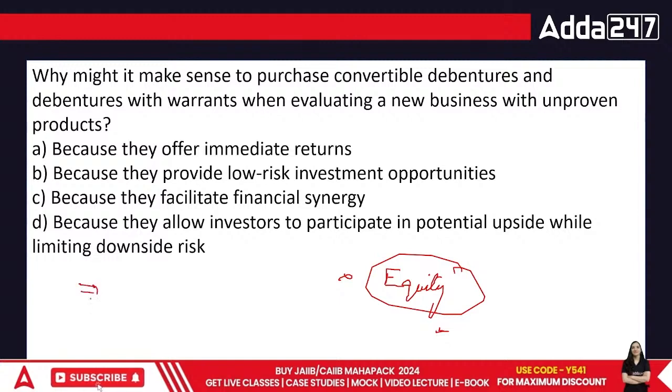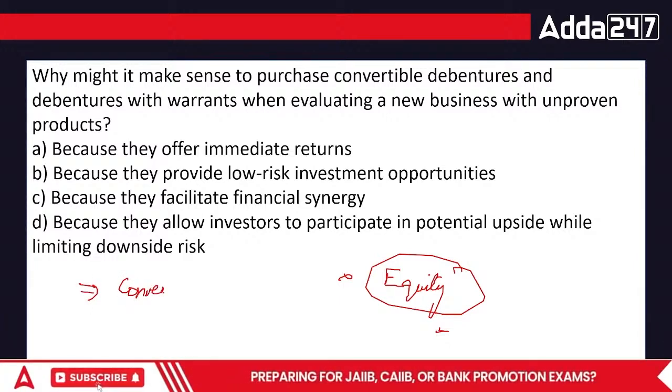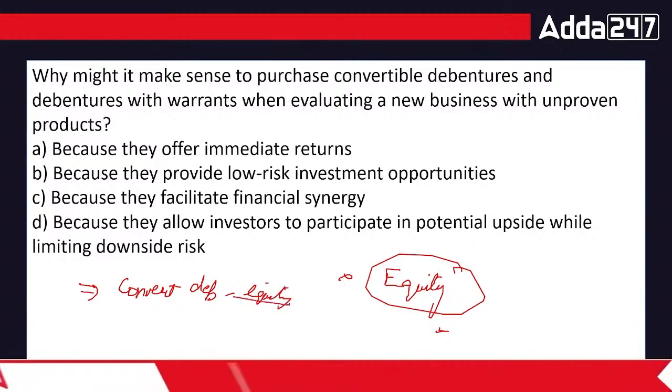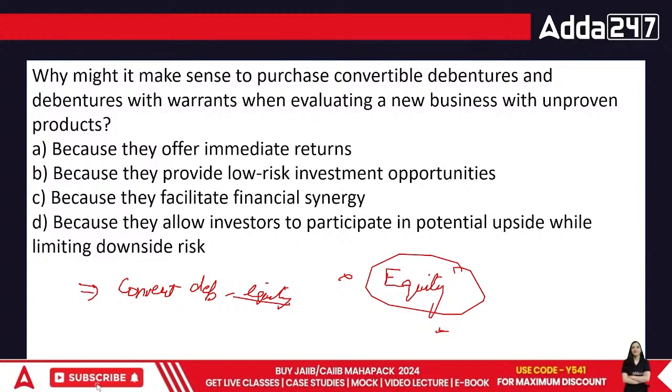What will I do? What I can do is convert debentures into equity later on. That too on my choice, whether I want to do it or not. Or warrants. That means I don't want shares right now, but I want the right to receive the shares later on. Not today, of course, but later on, I would like to.